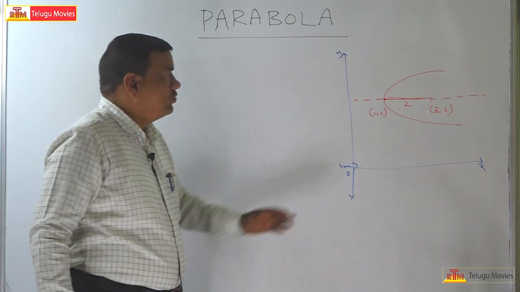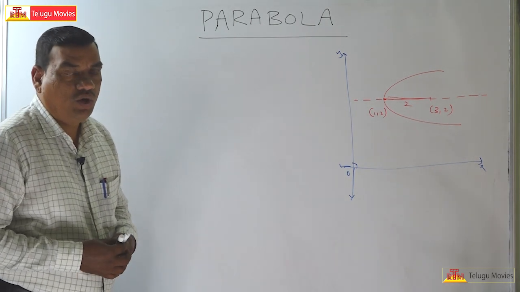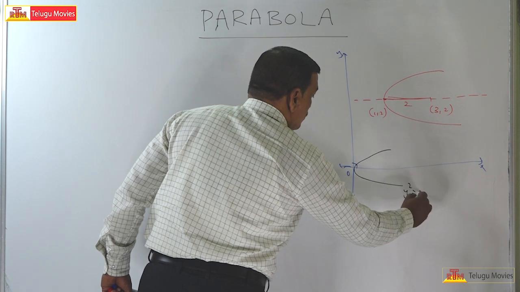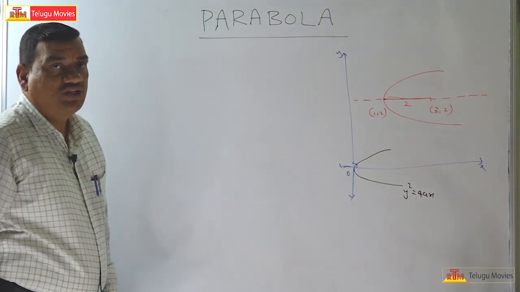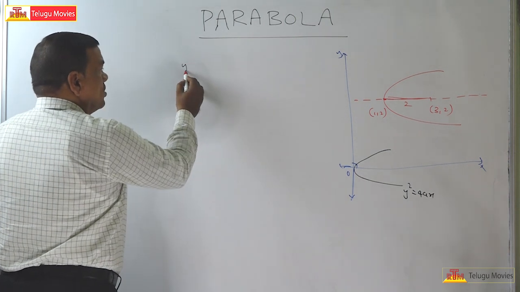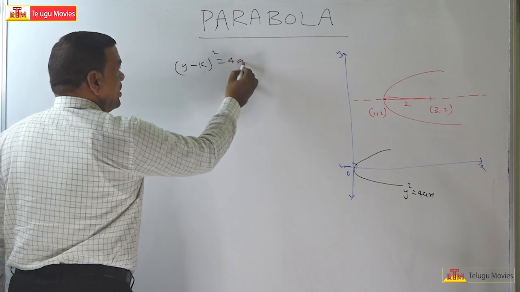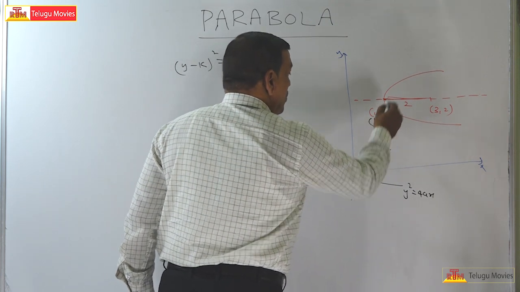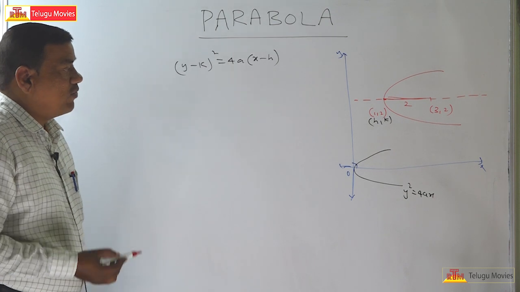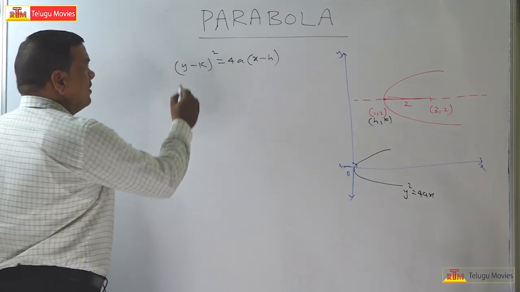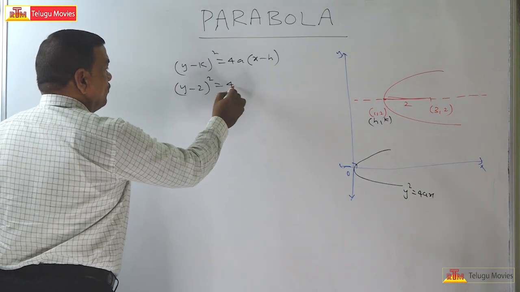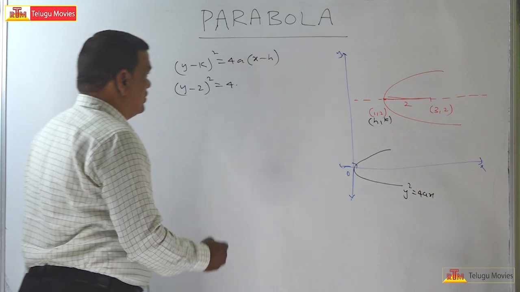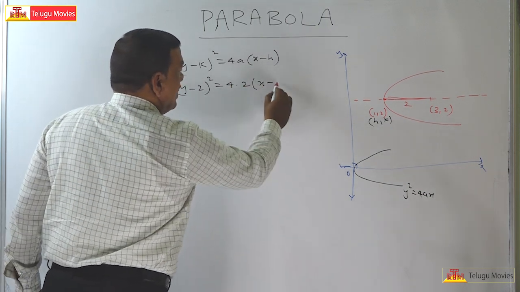Now let us try to find the equation of the parabola. We know that the equation of the parabola y square is equal to 4ax. Therefore, the required parabola is (y minus k) whole square is equal to 4a into (x minus h). Here h and k are the coordinates of the vertex. Now substitute: (y minus 2) whole square is equal to 4 into a, where the a value is the distance between the focus and the vertex, that is 2 units, times (x minus 1).